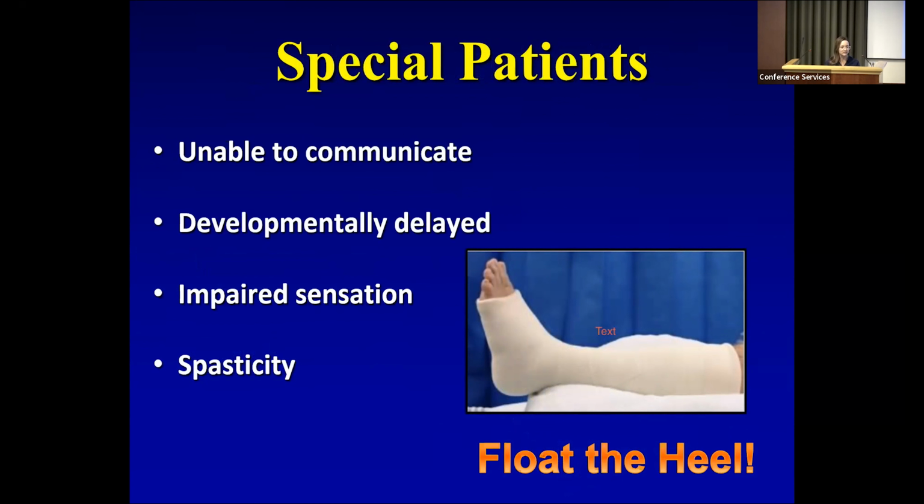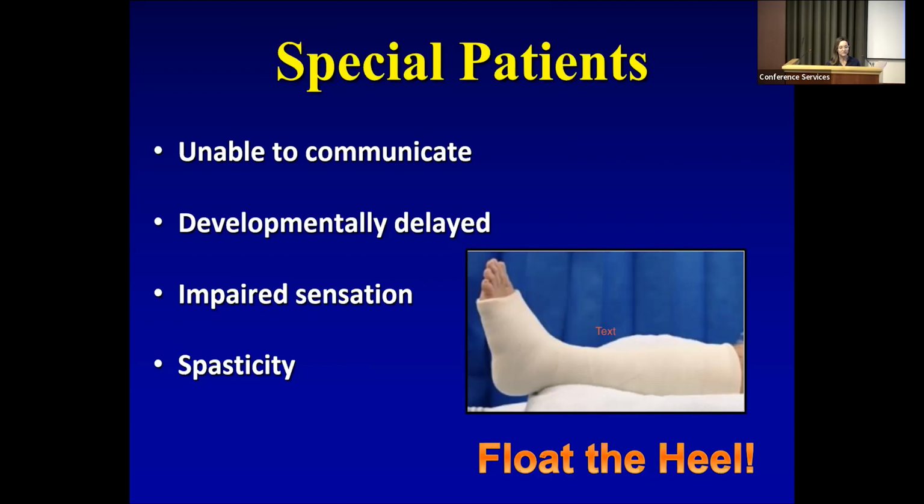So those patients we have to pay extra special attention to make sure that we're doing everything that we can to offload any pressure points in a cast to reduce their risk of having a complication. So this is an example of how to elevate a lower extremity cast.